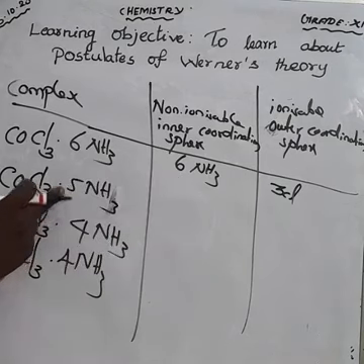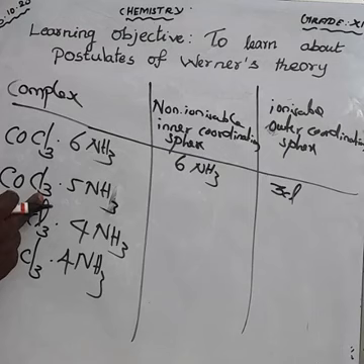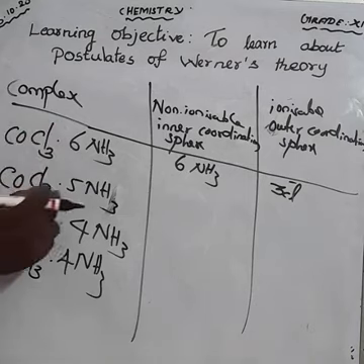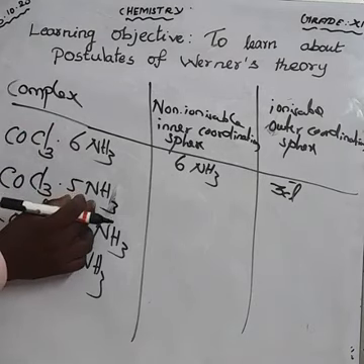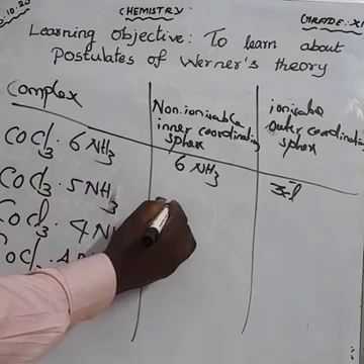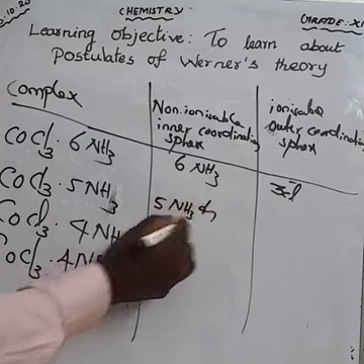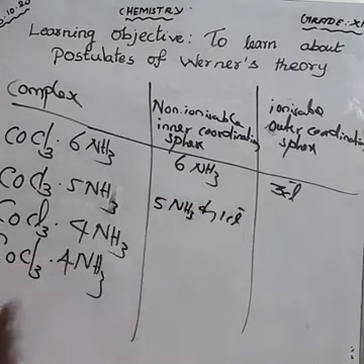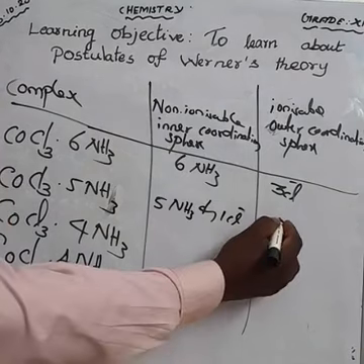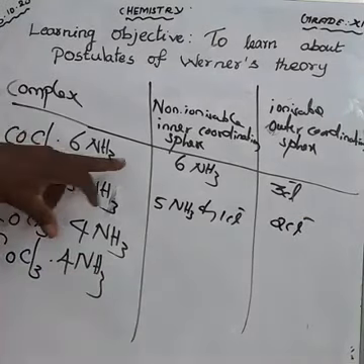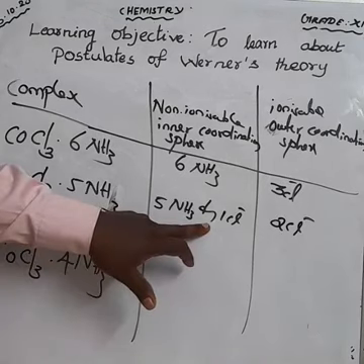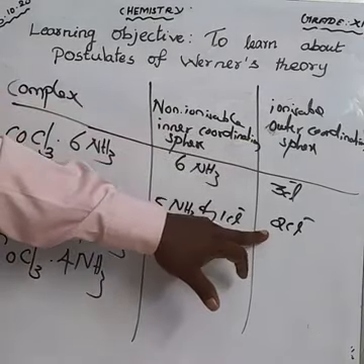Next, the second one: 5 ammonia and also 1 Cl minus ion. Here, 5 NH3 and 1 Cl minus. Then how much remains out of 3? We get 2, so 2 Cl minus. That means the non-ionizable are 5 ammonia and 1 chloride ion. Ionizable means 2 Cl minus.